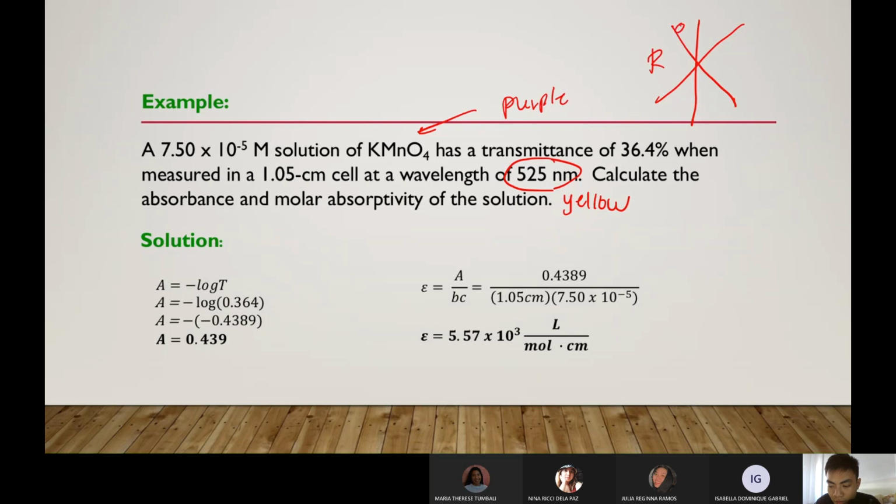So, we have ROYGB. Hindi na namin sinasama indigo. Okay. So, let me redraw this para mas clear. Just remember this diagram. ROY, Roy G. Biv. Okay. So if red yung sample mo, it will absorb green colors. Kung violet sample mo, it will absorb yellow colors. If blue yung sample mo, it will absorb orange colors. Okay? Ibig sabihin, it is always the complementary color.